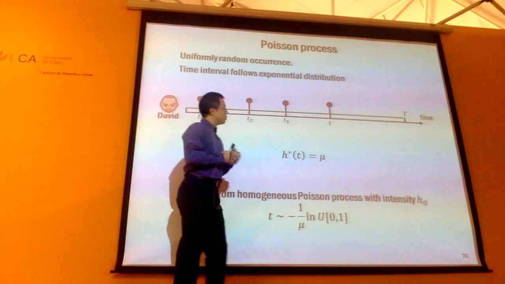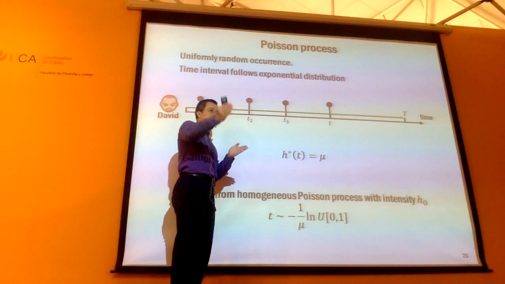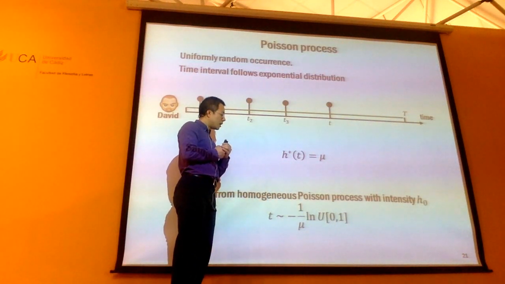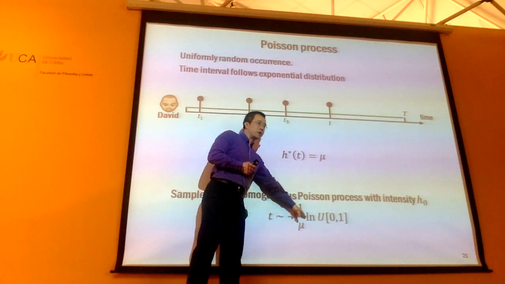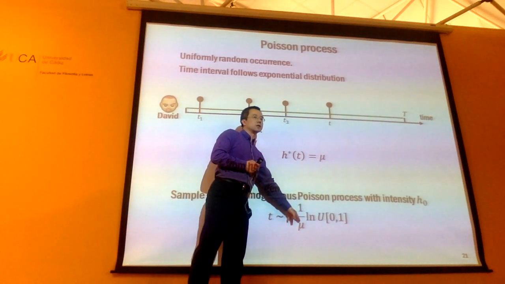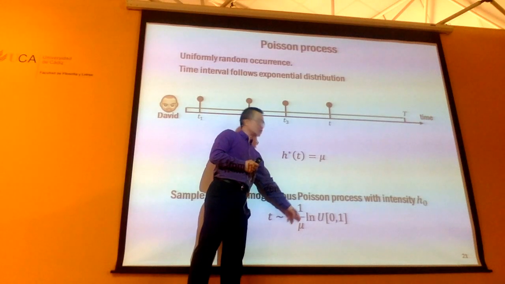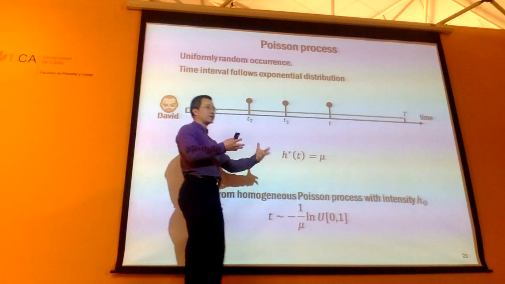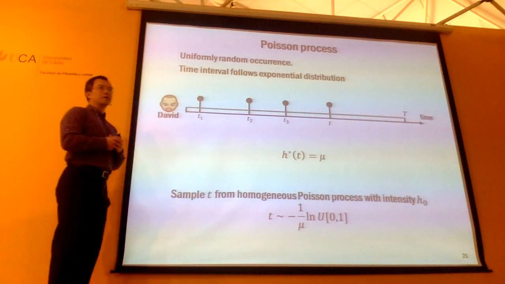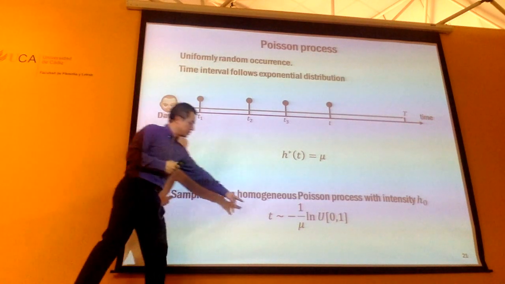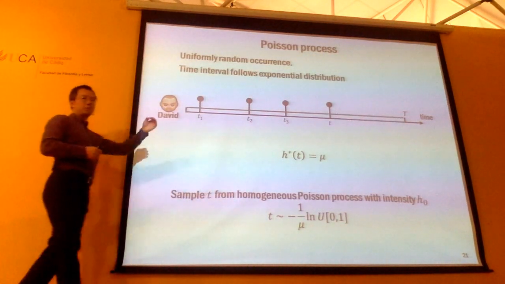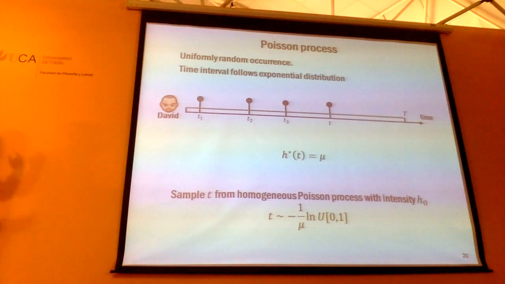Then you generate a uniform sample, and then you take a log transformation and divide it by this mu. So you just sample from the uniform and do a transformation. And the value you get is going to be a sample from this process. So it's very simple.